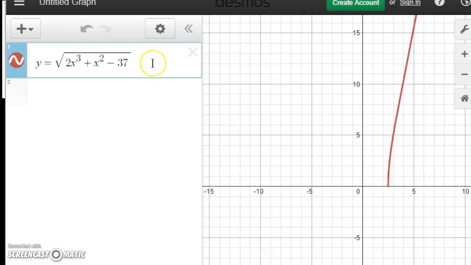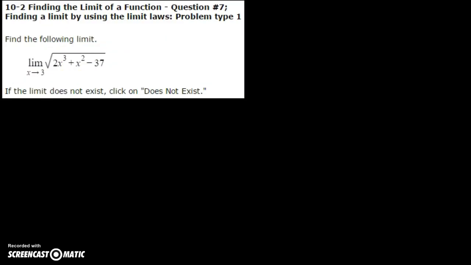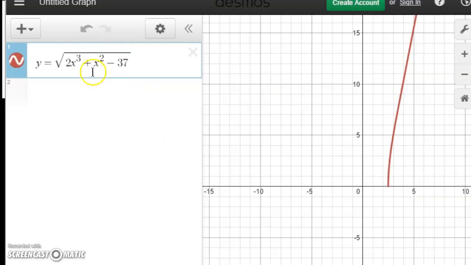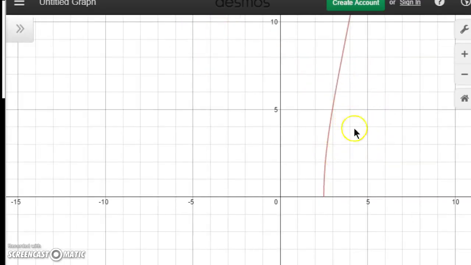Alright, so I hope you guys have done what I asked you to do. So here I've put the equation. Make sure the equations are correct: square root of 2x cubed plus x squared minus 37. So the graph that you should have should look like this.